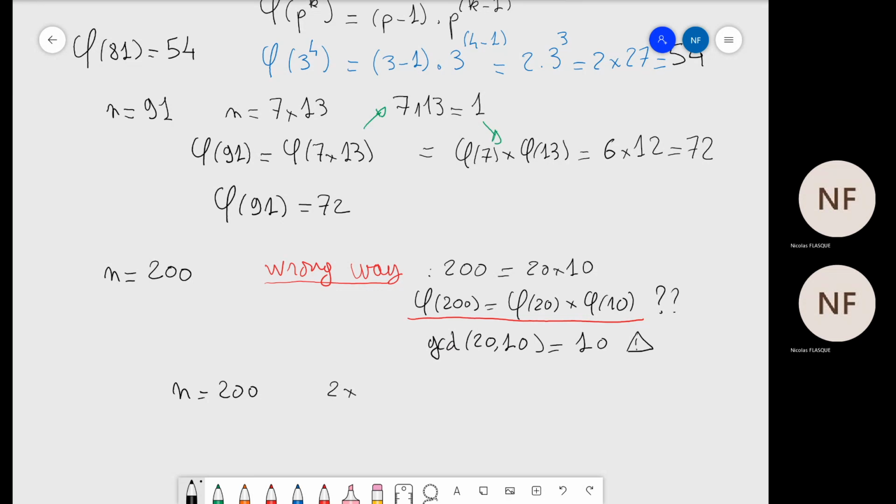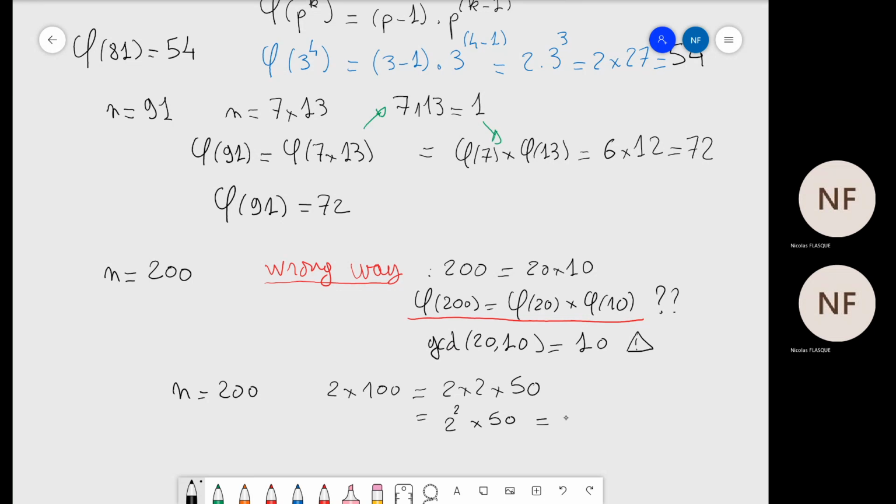So it's 2 times 100, and actually the GCD of 2 and 100 is 2. So that's not a decomposition. So let's go forward. It's 2 times 2 times 50, which is 2 to the power of 2 times 50. Once again, the GCD of 2 to the power of 2, which is 4, and 50 is 2, because both of them are even numbers. So actually, we still cannot use the decomposition.